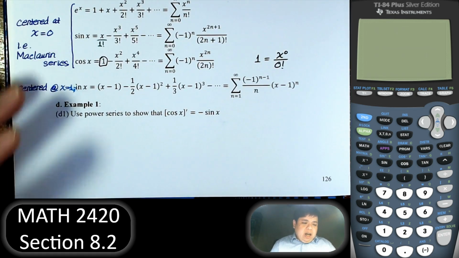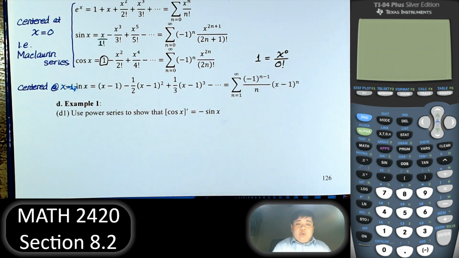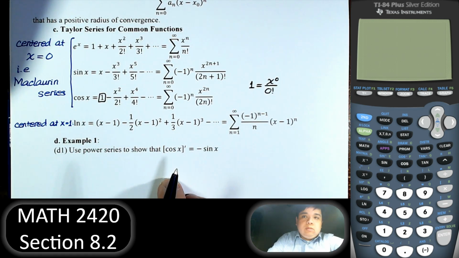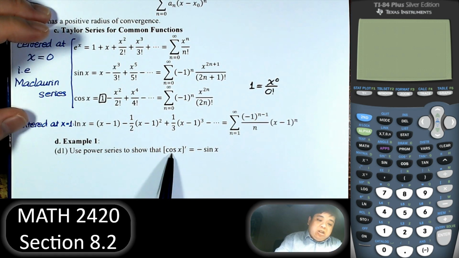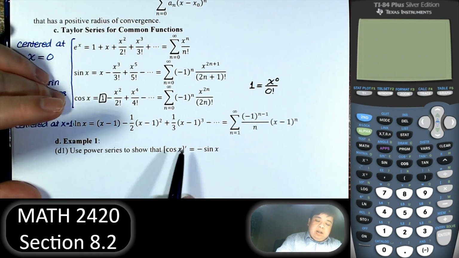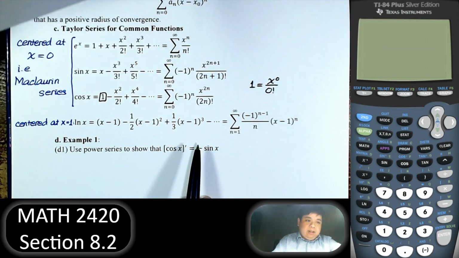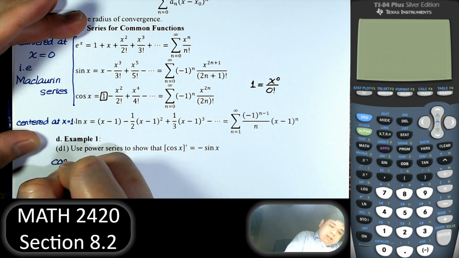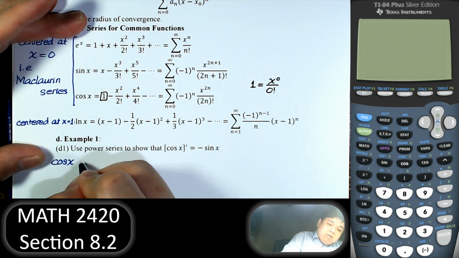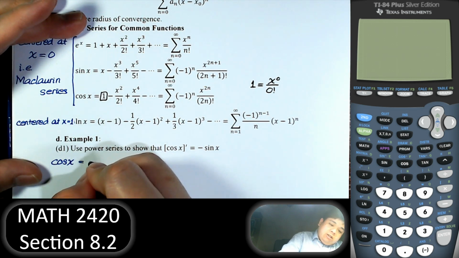Right, so first, use the power series to show that the derivative of cosine of x is equal to negative sine x. I made a mistake, so I have to do this again. So once again, we start with the series for cosine, which is this one. Right. So cosine of x. Try to write small because we don't have a lot of space here. Cosine of x is an even function.